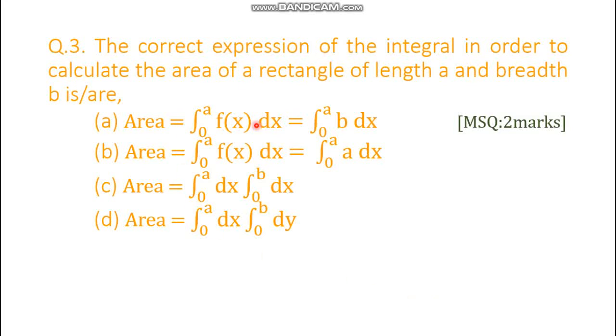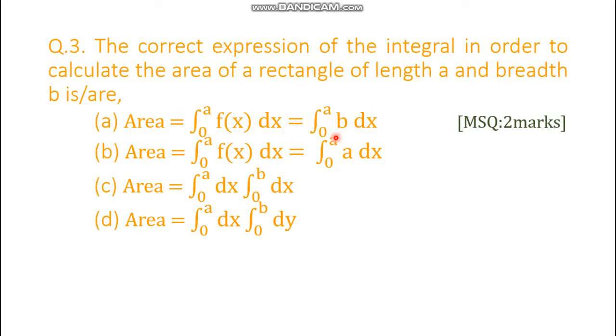So how to calculate the area of a rectangle? If length is a and breadth is b. Okay, so these are the 4 options. Look here, in these 2 options, integration 0 to a is common, dx is also common, but integration of a or b. So you are moving along, actually along a. Okay, so the limit should be 0 to a.